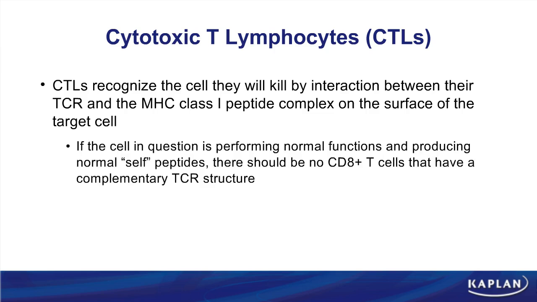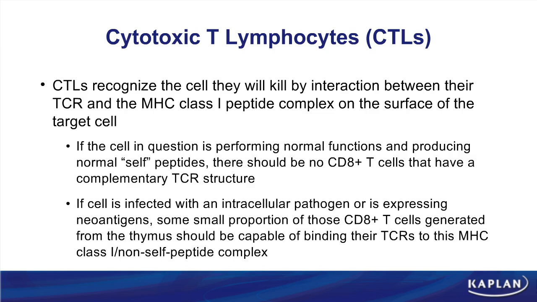Now, cytotoxic T cells are going to leave normal cells alone, so we should not have any cytotoxic T cells, if everything's functioning well, that bind to normal self-peptides because those have been eliminated within the thymus. However, if the cell is infected with an intracellular pathogen or perhaps transformed, those T cells that were generated way back in the thymus should be capable now of binding to these different peptides, again, always within the context of a class 1 MHC molecule, and killing those cells.